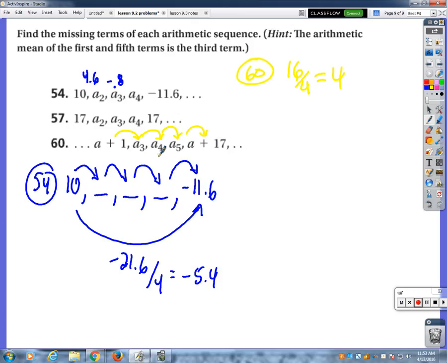No. What's confusing to you about that, Josie? Oh, you just add 4? You just add 4 each time. We figured out the common difference was 4, yeah. Okay, anything else?